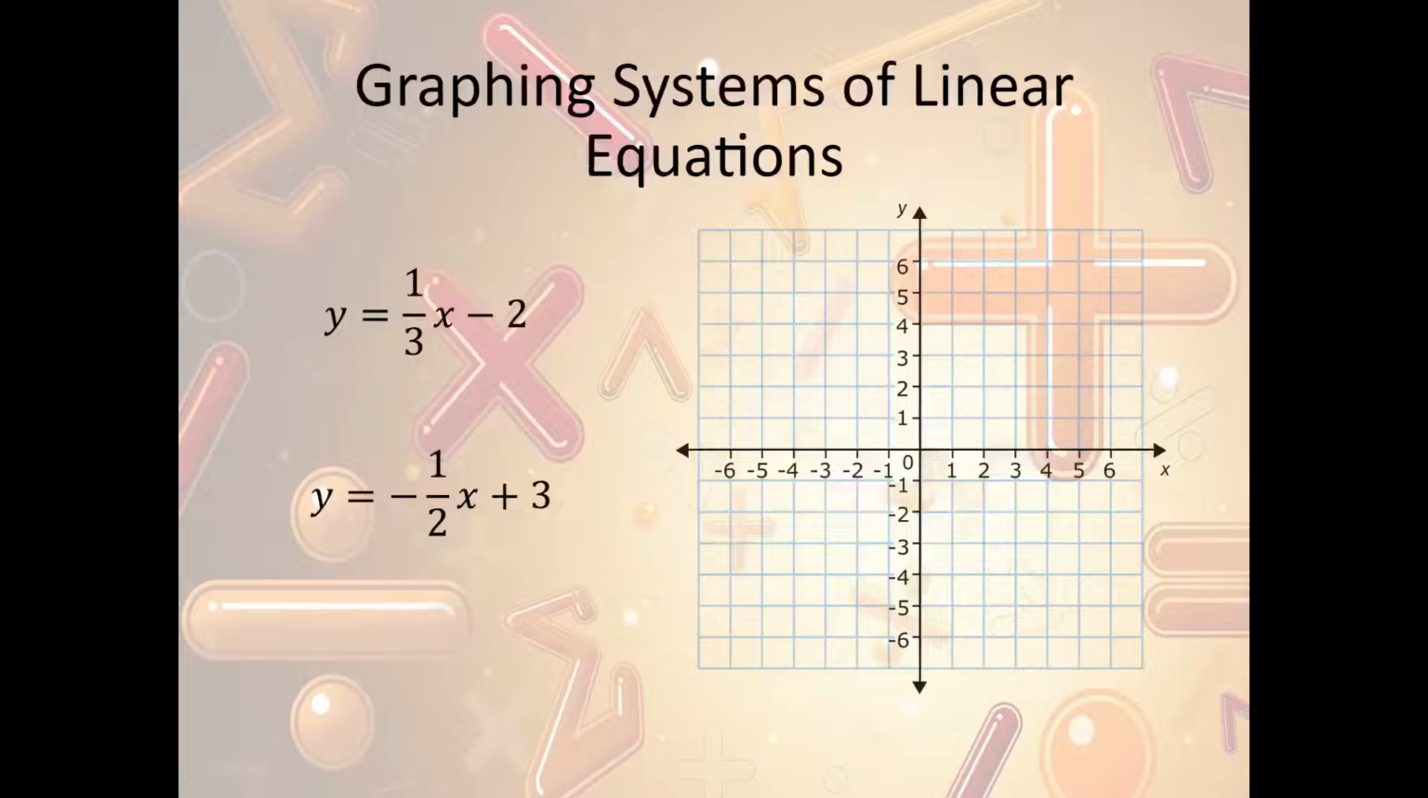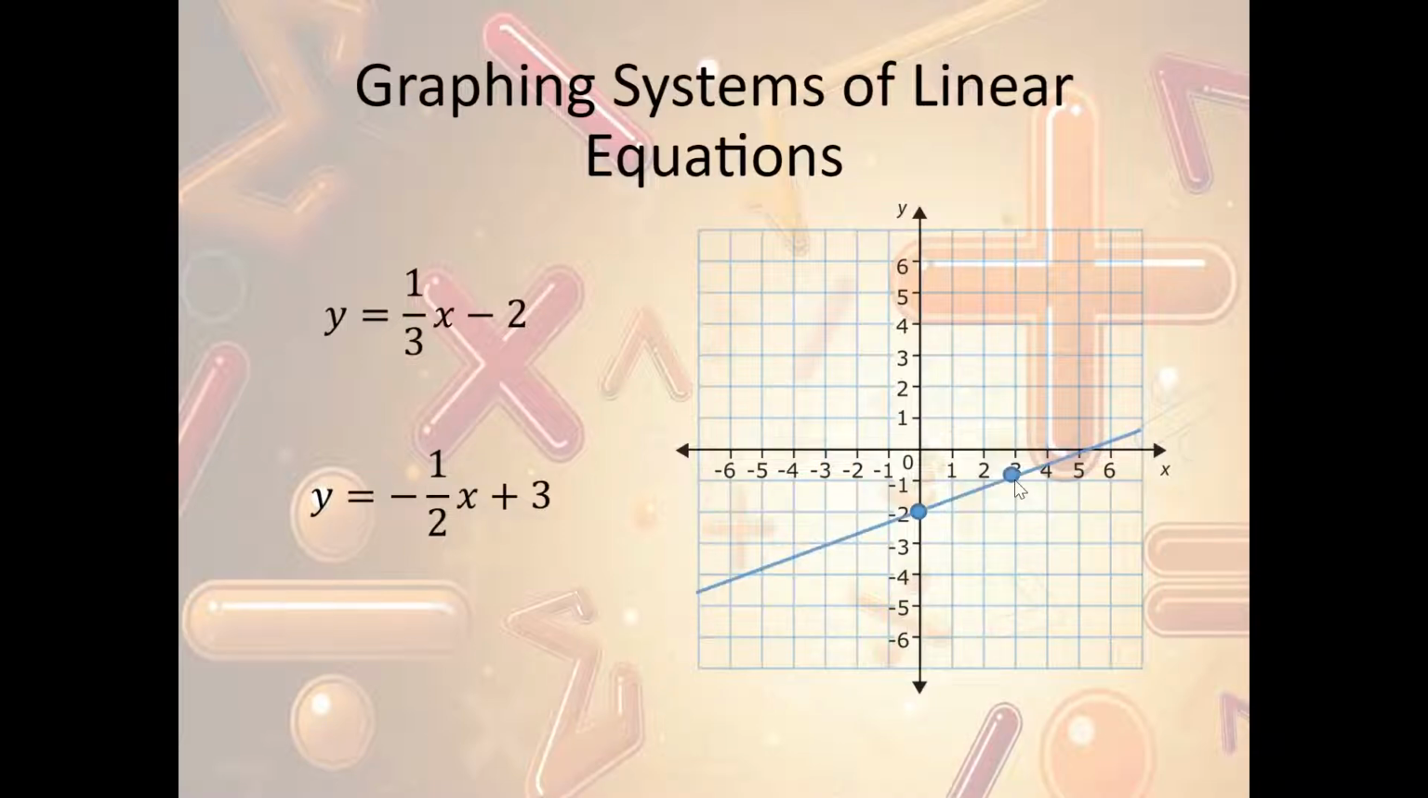Now let's take a look at how we can graph systems of linear equations. All this really means is we're going to graph both of these lines at the same time. On the first one, we'll go ahead and graph this. We're going to plot our y-intercept, which is -2, so we go down 2 and plot our point. And the slope is 1/3, so we go up 1, to the right 3, plot our point, and connect the dots.